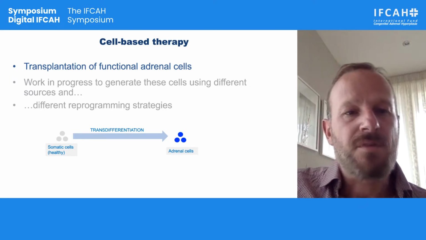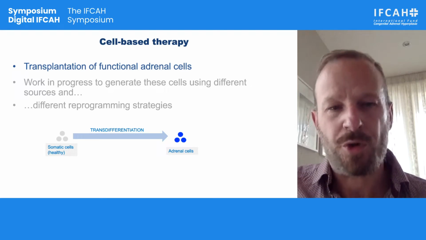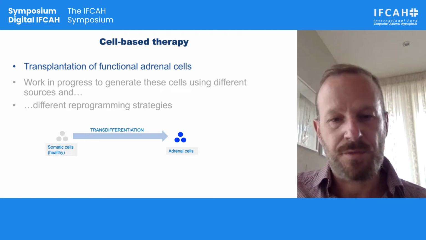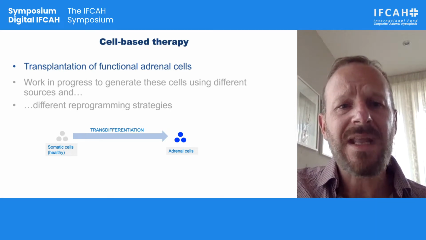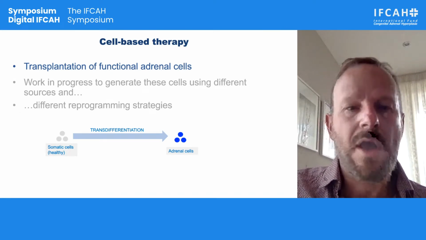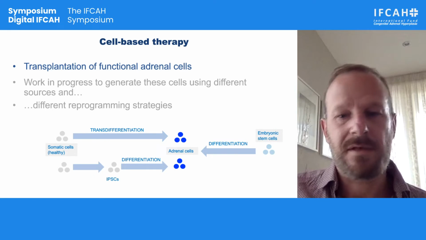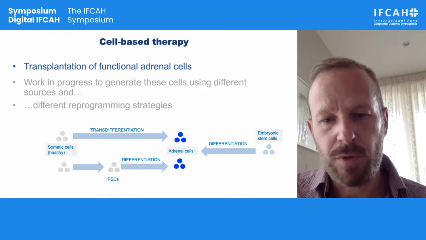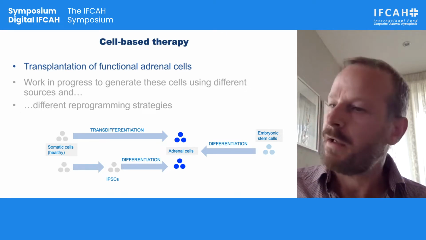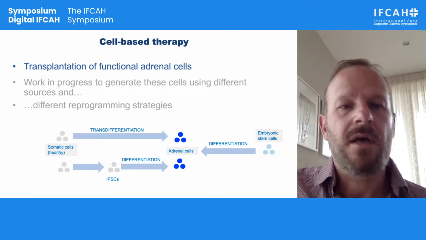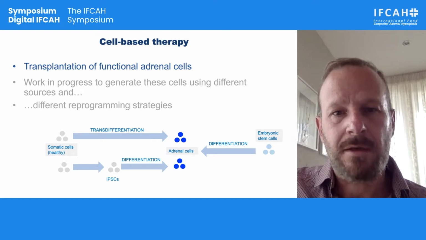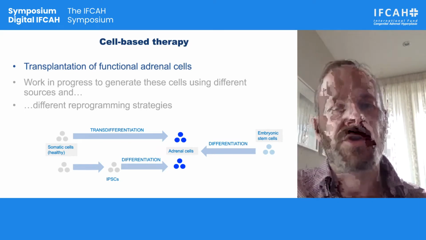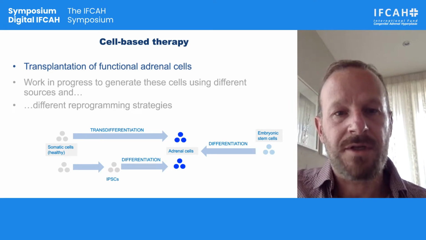We've been focusing mostly on the lineage conversion or transdifferentiation of somatic cells, healthy or from patients with congenital adrenal hyperplasia, into adrenocortical cells. However, we must not forget that other strategies are possible, for example the generation of so-called induced pluripotent stem cells, which are very undifferentiated cells, similar but not identical to embryonic stem cells. In theory, using a stepwise approach, these cells could be made to differentiate into adrenal cells.